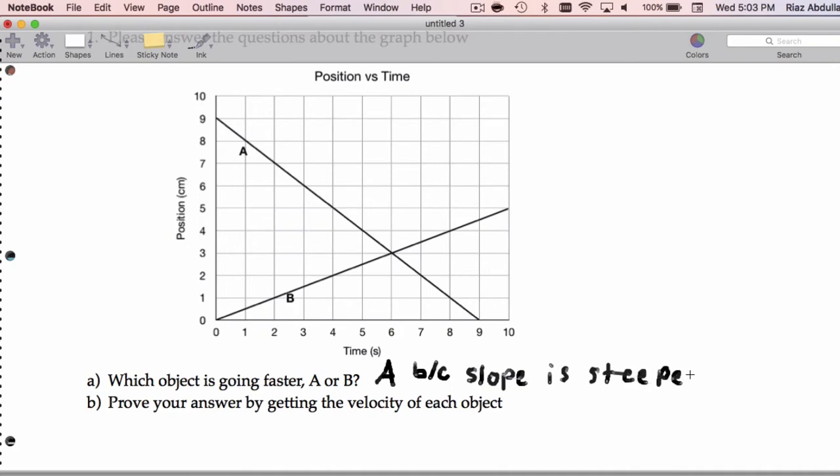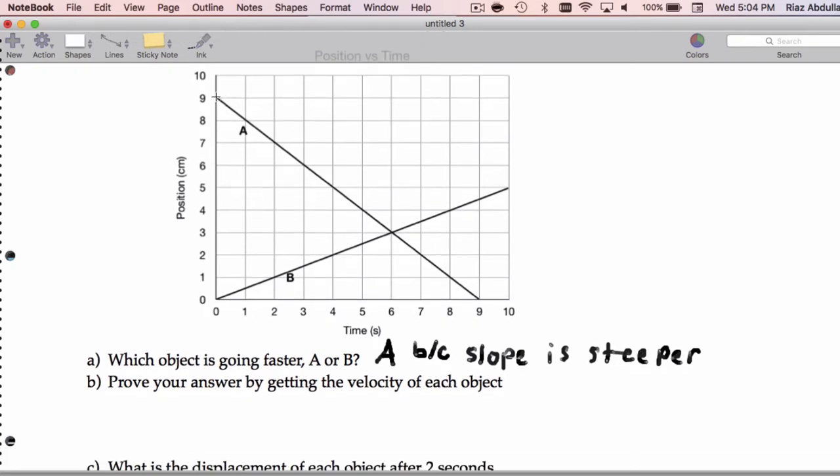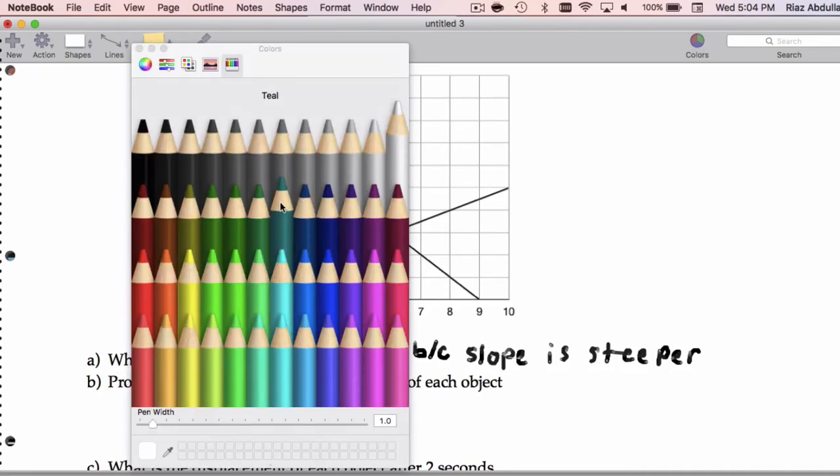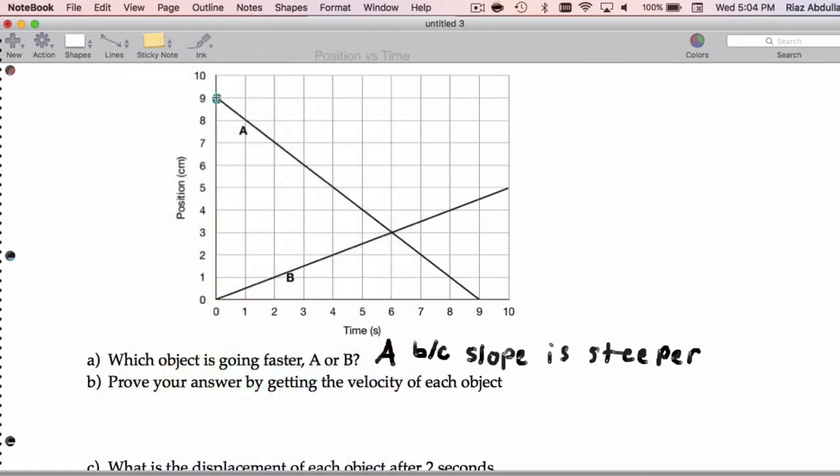Now, the way we're going to really show this is by getting the velocity of each object. And to do that, we're going to calculate the slope of each line that represents the motion of the object. So for graph A, I'm going to pick 2 points on graph A. And in fact, I'm going to just color code this a little bit. So I'll choose this point here and this point here. So on this graph, it's at 0 seconds, and we start at a position of 9 centimeters. And then our second point, after 4 seconds, the object ends up at the 5 centimeter mark.